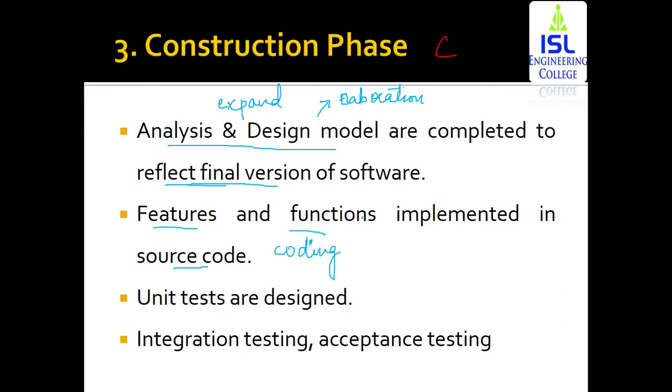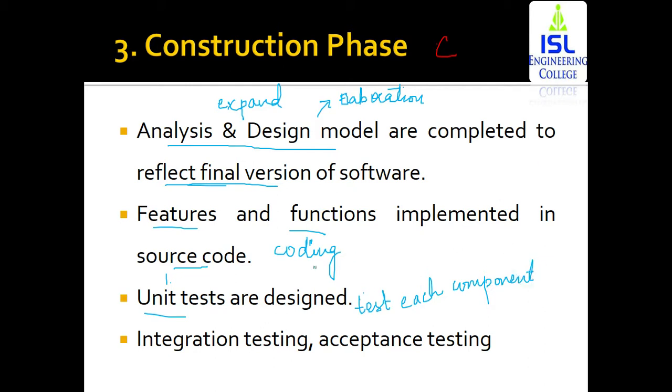Then the next part is unit tests are designed. Now within the unified process model, this adapts a technique for component reuse. You can make use of different components, assemble each of them, and develop the entire software. Now unit means one. So in here you are going to test each component individually.